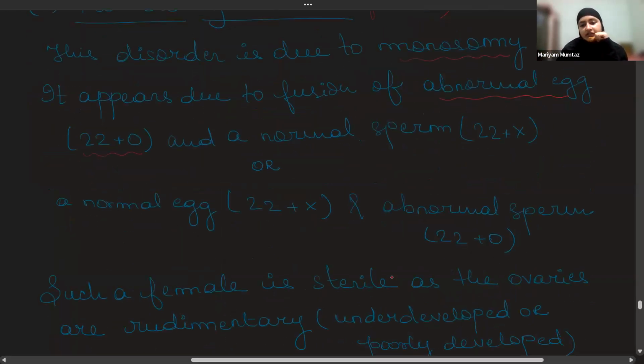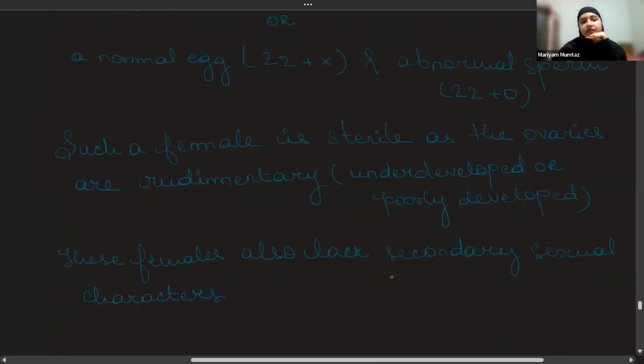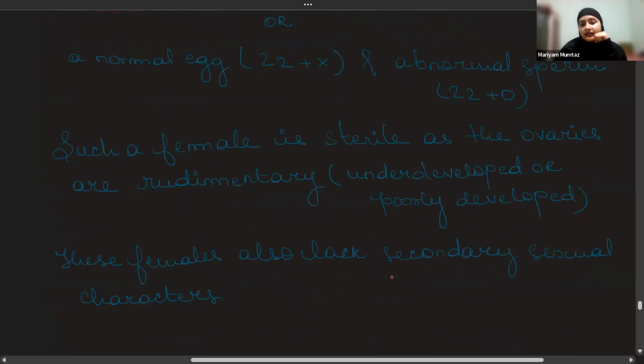Whereas the other condition can be a normal egg that is 22 plus X and an abnormal sperm that is 22 plus 0. So talking about these females, such a female is sterile. Females who have Turner syndrome would be sterile.